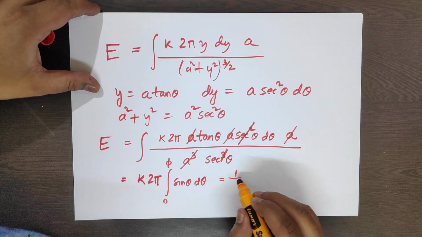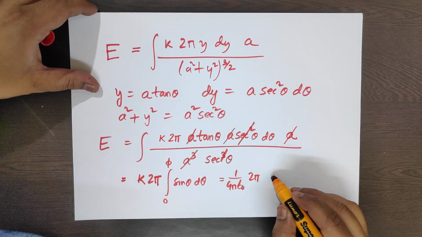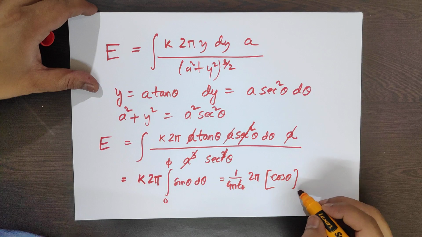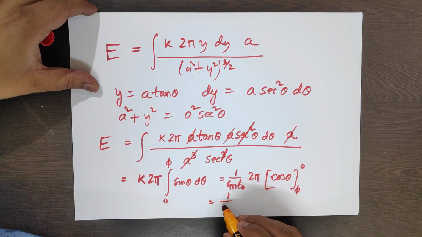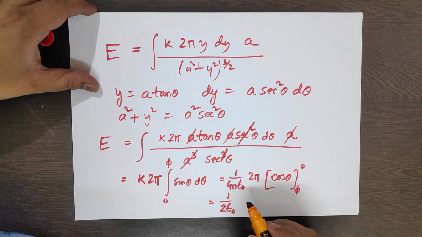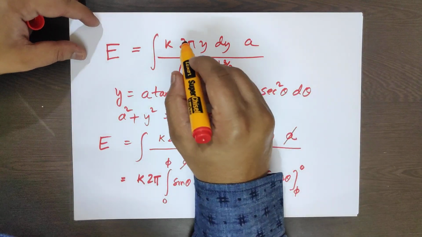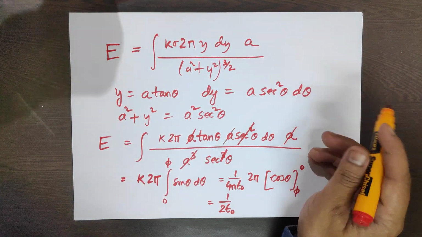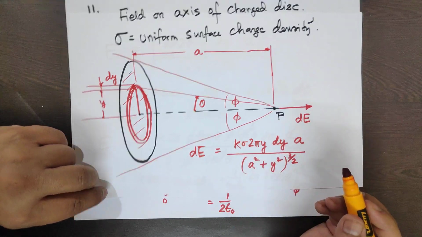Now replace k by 1 by 4 pi epsilon naught into 2 pi, so that will be minus cos theta, or cos theta with the limits changed from phi to 0, so that is 1 by 2 epsilon naught. By the way, where has that sigma gone? Okay, it's the charge. Charge is sigma 2 pi y dy. I should have made the change in this page also. K into charge, right? Sigma 2 pi y dy.